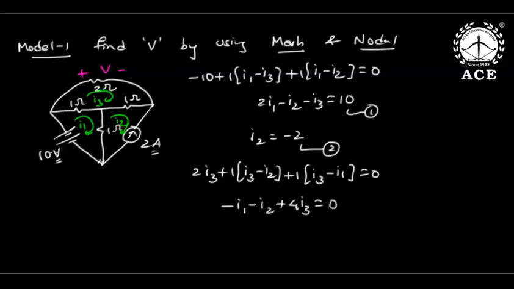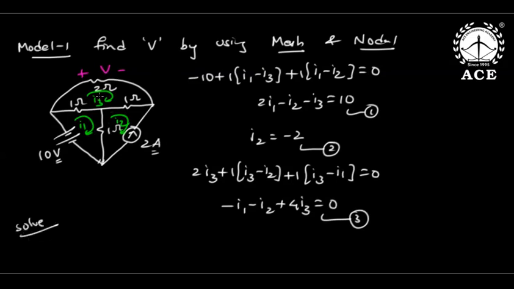Okay, minus I1 minus I2 plus 4I3 equal to 0. This is the third equation. Okay, so observe, sir, how I am writing equations. Now solve them, sir. Let me solve this.